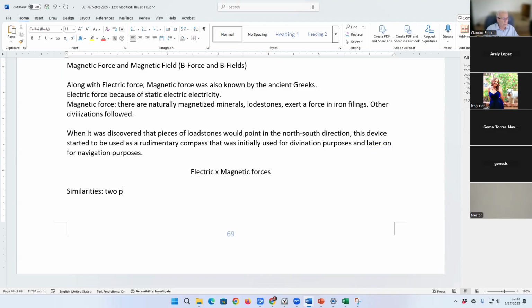Two poles, right? Attractive and repulsive forces. Those are similarities. But differences.